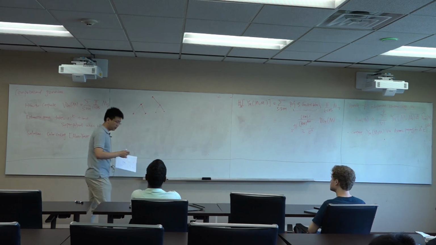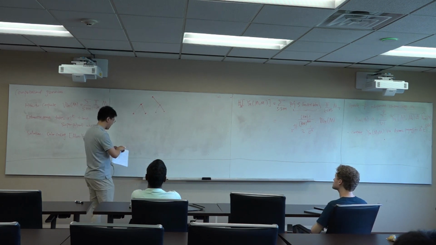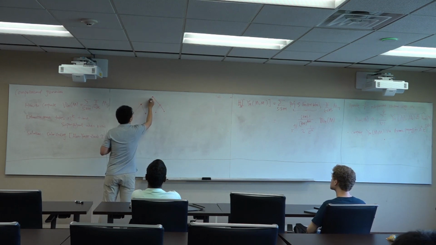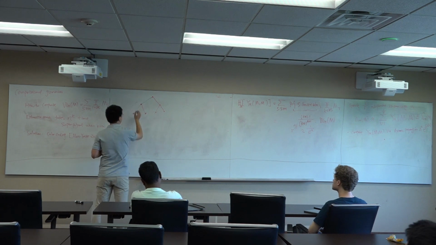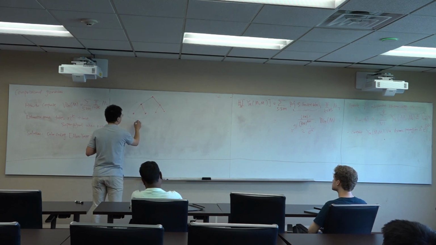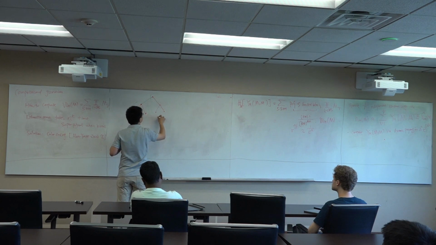Okay, so I'm actually going to look at a particular edge, like this edge here. And then this will break the entire tree into 2 parts. Let's say this is T1, and this is T2.